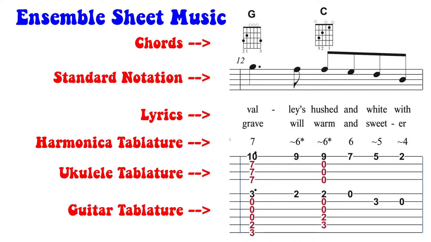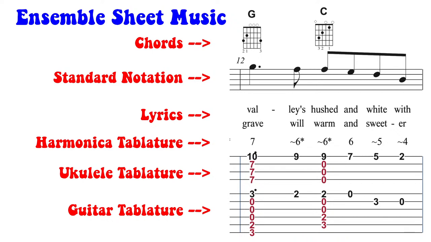And again, on this example here from Danny Boy, you're going to blow a 7, and then you're going to need a chromatic harmonica on this one because of the star, and you're going to draw 6 with the button pushed in, and then the next note you're going to blow 6. Then you draw a 5 and draw out through hole number 4.